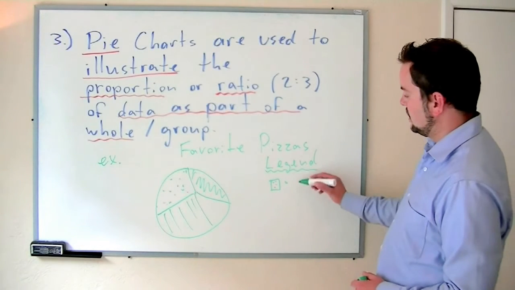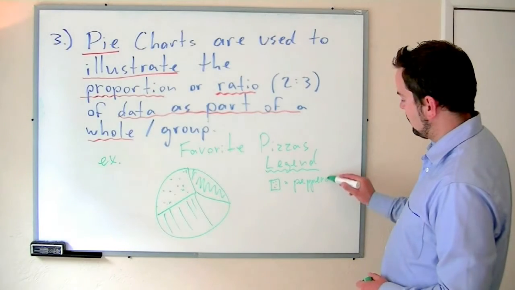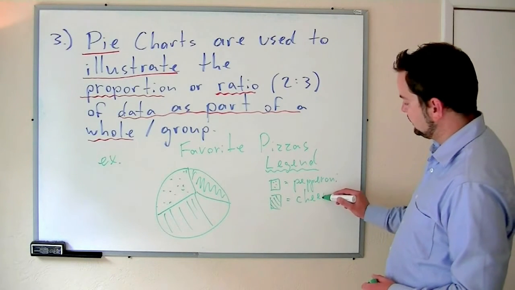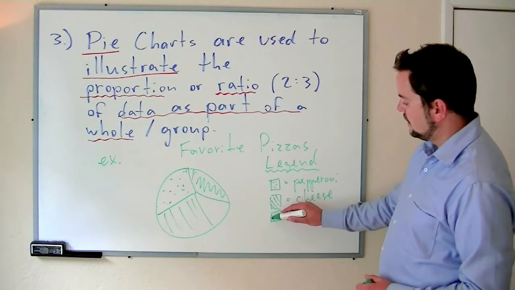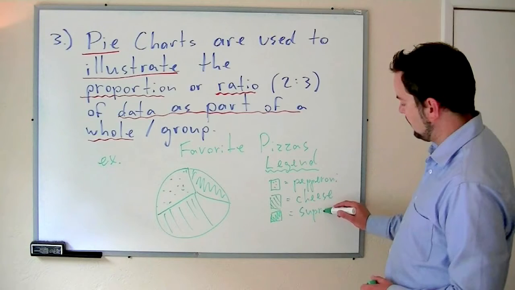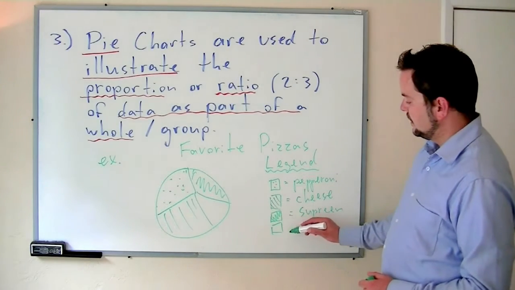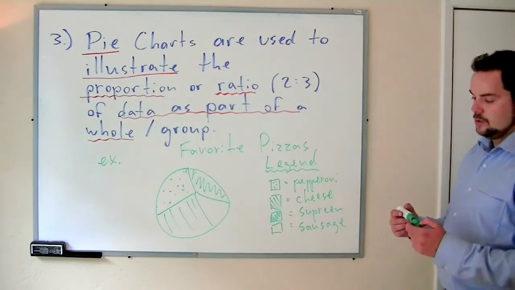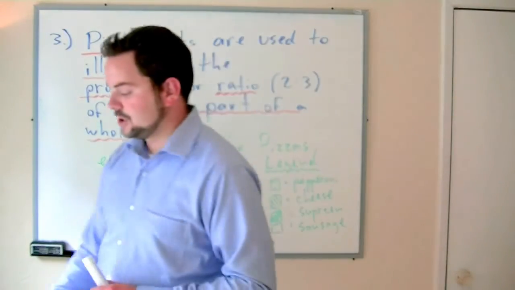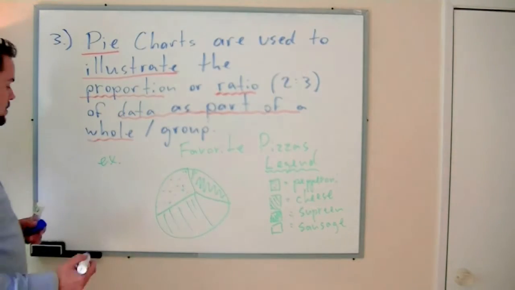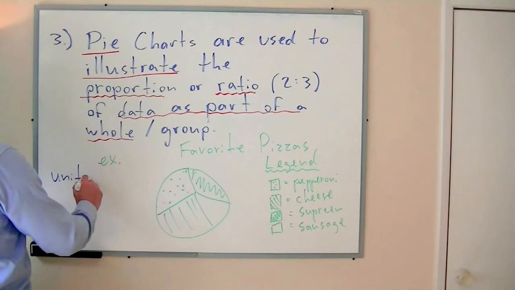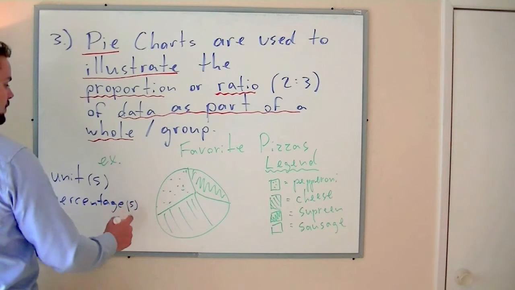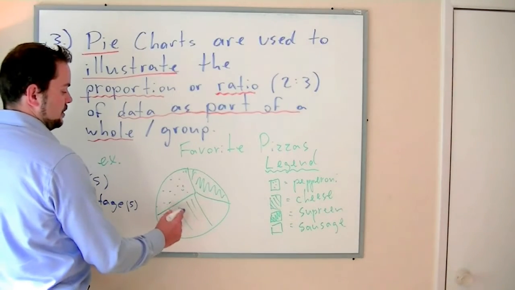Let's say the dotted is a pepperoni pizza. Let's say that the lined is cheese. The green here is supreme, and the white is sausage. Now, usually the proportions will be presented as units or percentages. So let's say that this is, for example, 32%.